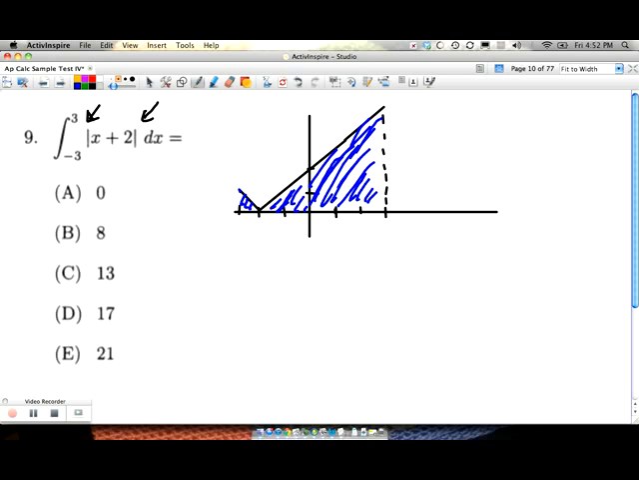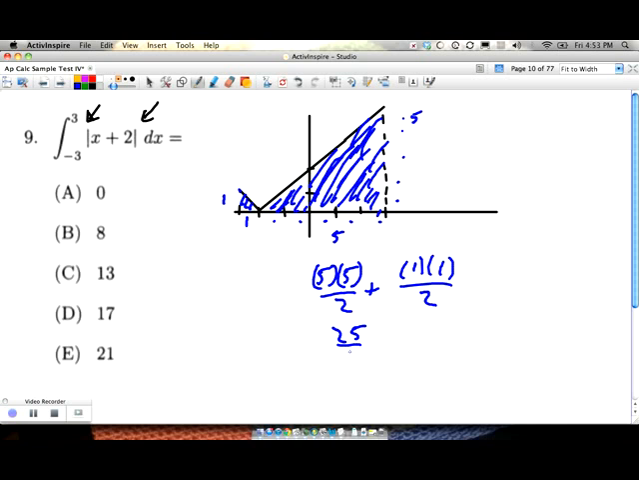Now, I could do the integration, but oh my gosh, didn't you learn geometry? What's this? 1 by 1, and this is 1, 2, 3, 4, 5 by 1, 2, 3, 4. Does this go up to 5? Yes, it does. It goes up to 5. So we got 5 times 5, base times height divided by 2, plus the other base times height divided by 2. And then if we put that together, we got 25 halves plus 1 half equals 26 halves, which equals 13.